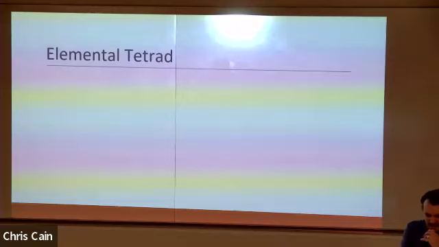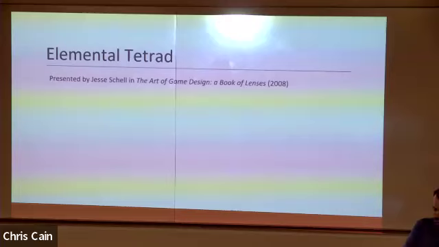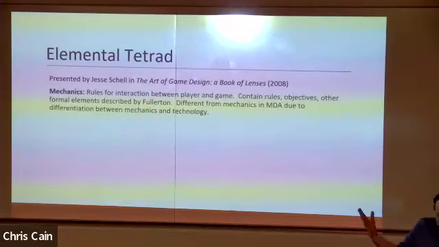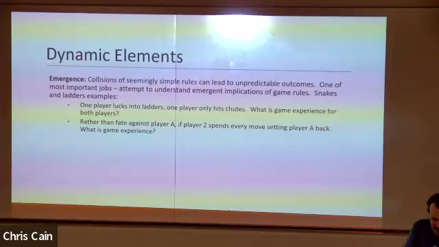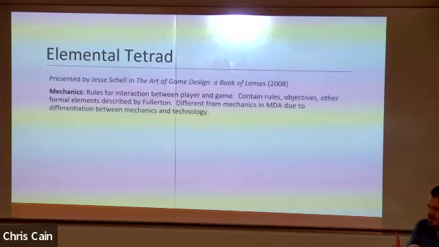All right, we're going to start diving into breaking a game down now into all of its parts. How do you design for each of these layers? So the elemental tetrad is what came from this discussion, and Jesse Schell in the Art of Game Design book, Lenses, introduces this idea. So there are 4 different elements that occur at each of the layers that we talked about before, the mechanic layer, the dynamic layer, and the dramatic layer. So all of those can have mechanics.